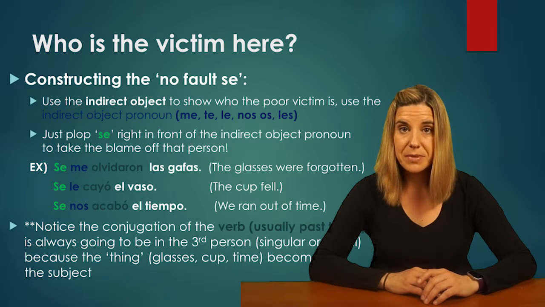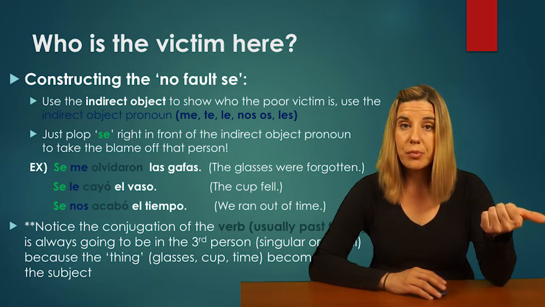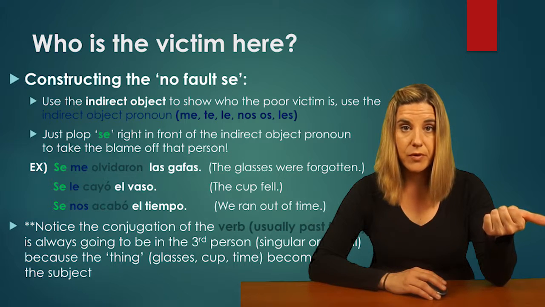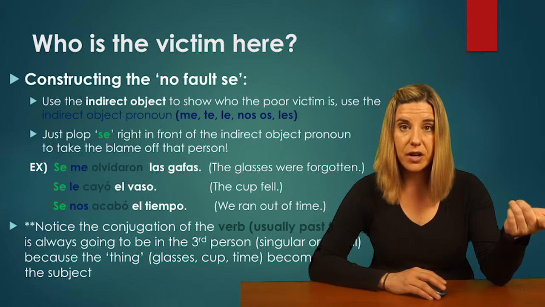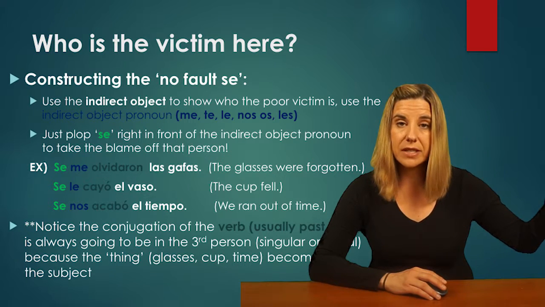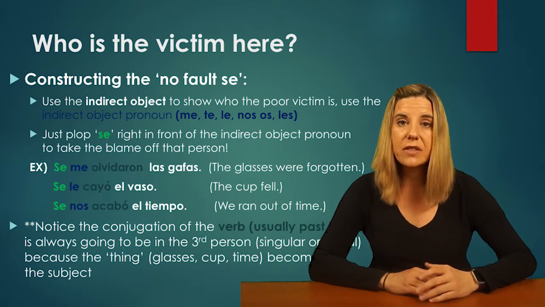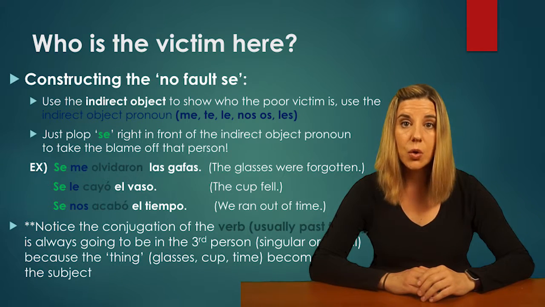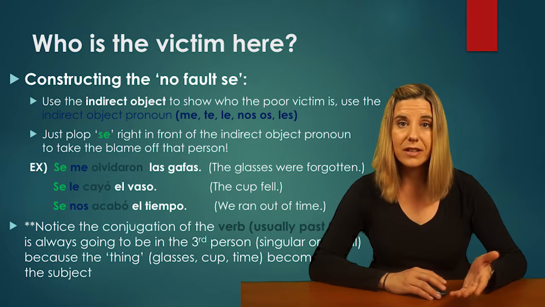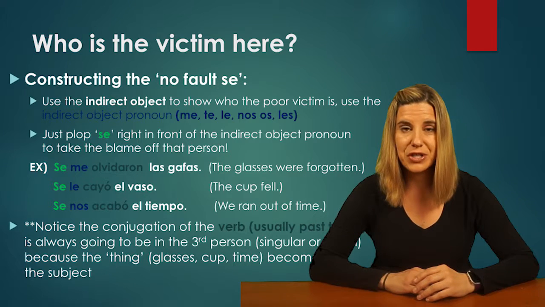So there are 3 steps. Again, choose the appropriate indirect object pronoun for whomever the poor victim is. Use that se out in front of it to take the blame off of that victim. And finally, conjugate the verb for whatever happened at the end of the sentence. Whomever or whatever it was that happened gets the verb conjugated for it.